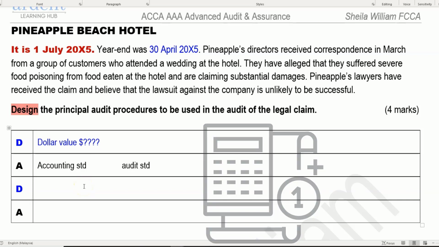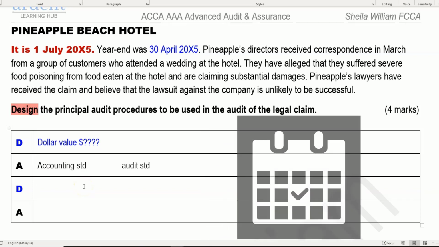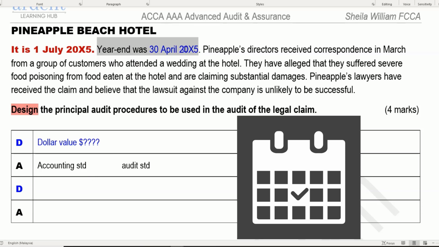The next one we've got to think about is whether this thing happened during the year. Did it happen during the accounting period? Your accounting year end is 30th April. When did they receive the correspondence? In March. So it was during the year.